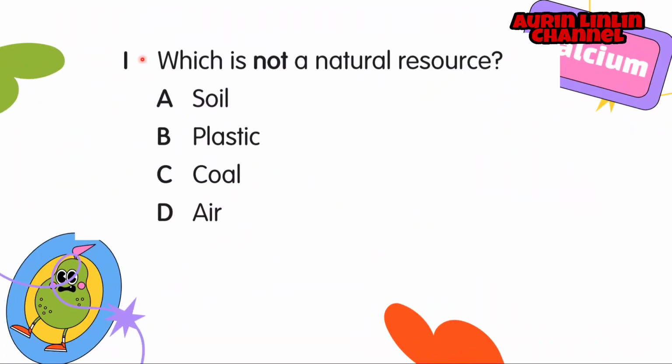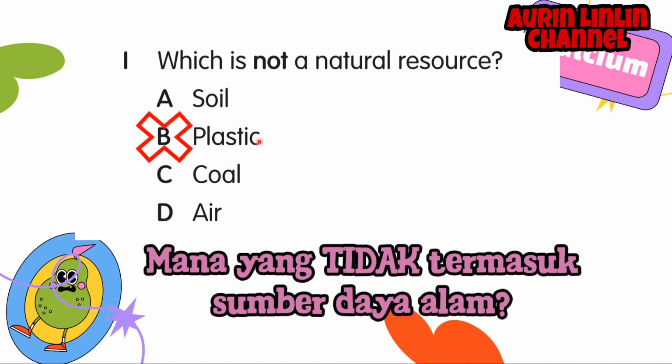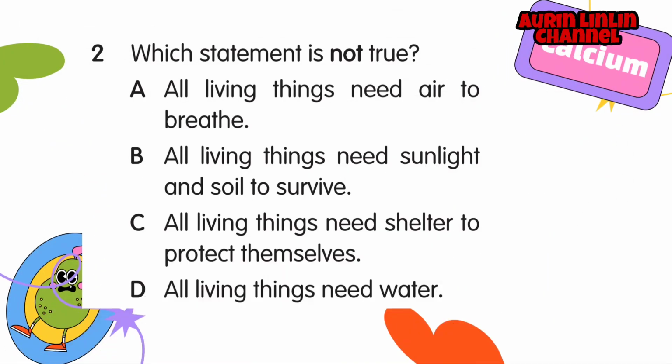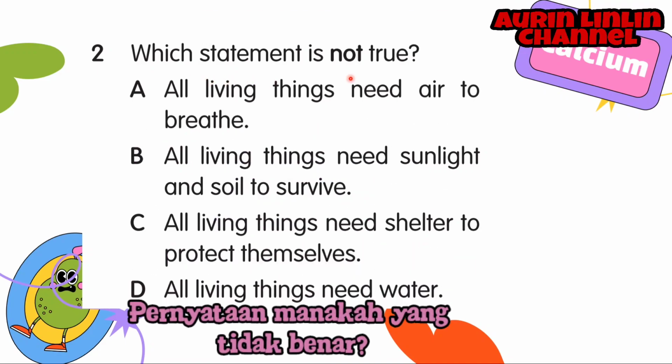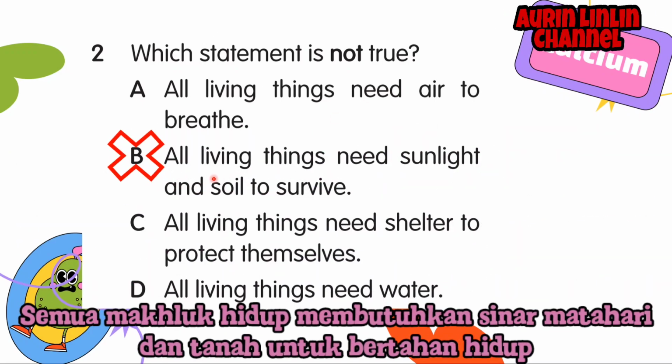Next question. Which is not a natural resource? And the answer is plastic. Question number 2. Which statement is not true? And the answer is all living things need sunlight and soil to survive.